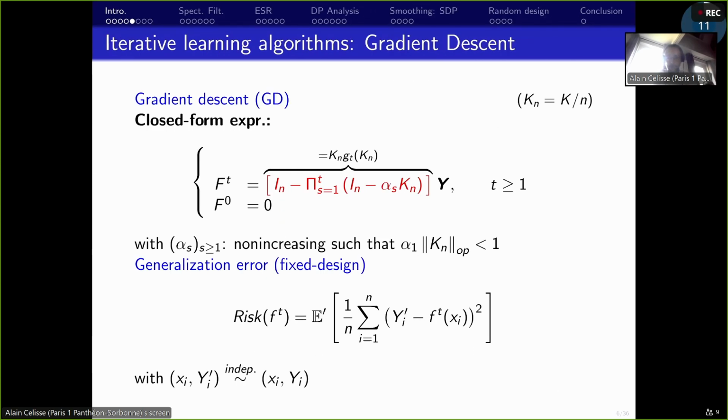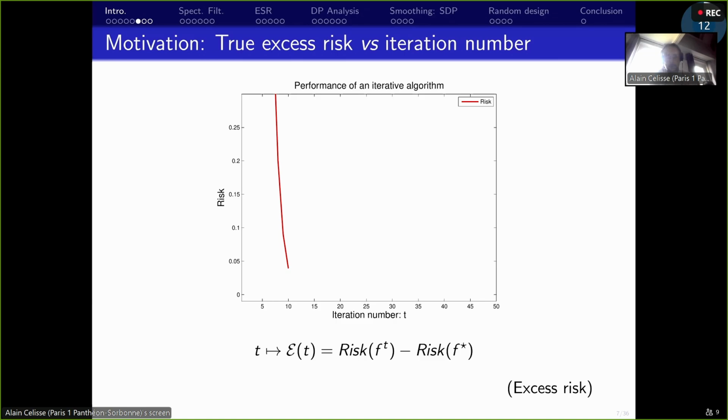And now since I have this risk, this measure of quality for ft, I can display this picture where I simply draw the value of the excess risk. The excess risk is defined this way: the difference between the risk of the function ft and the risk of f star, which is the quantity I'm trying to estimate. I can access this quantity in simulation experiments, and this is exactly the message I want to deliver here. I'm doing simulation experiments, and I display this excess risk as a function of t, the number of iterations.